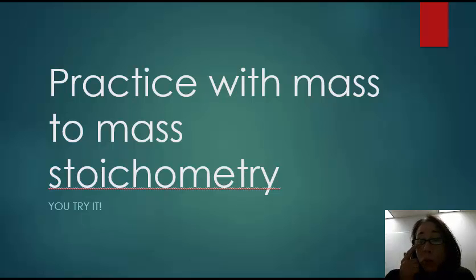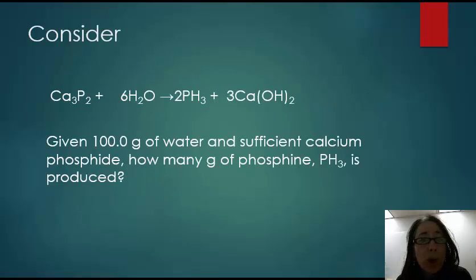So let's practice with some mass-to-mass stoichiometry. So let's look at this problem. We're considering this chemical equation where we react calcium phosphide with water to form PH3, which is phosphine, and calcium hydroxide. Before we begin, let's check to make sure that the equation is balanced.